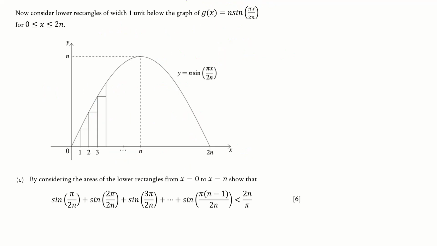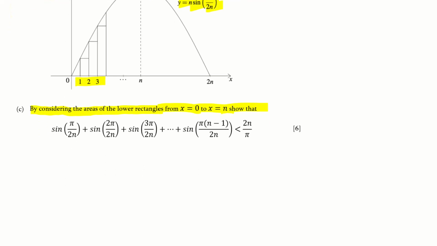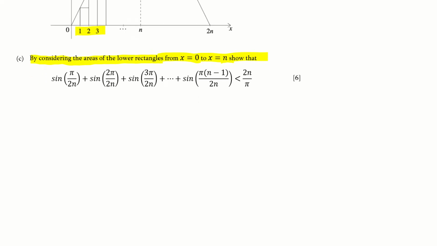So now we're moving on to consider lower rectangles of width 1 unit below the graph of g of x, which is equal to n sine pi x over 2n for x between 0 and 2n. Note the widths are still 1, and we can see this is y equals n sine pi x over 2n. By considering the areas of the lower rectangles from x equals 0 to x equals n, show the following inequality.